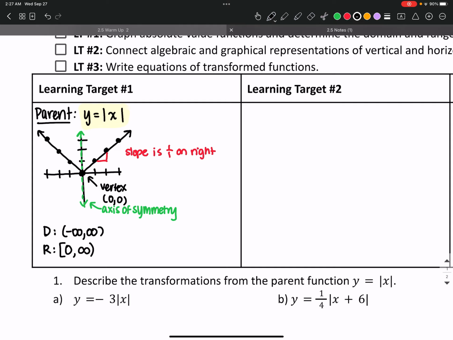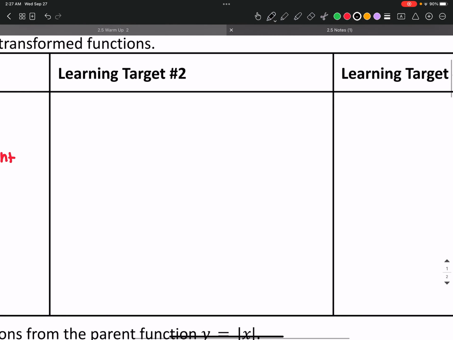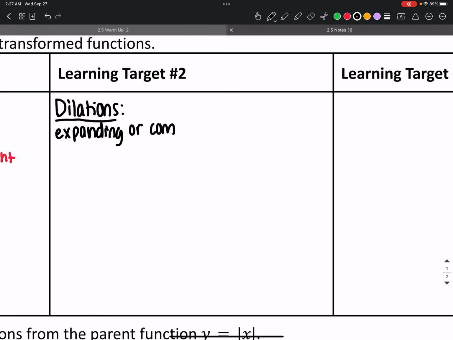The next learning target that I'm going to talk about is dilations. So dilations is just a fancy word of explaining what the vertical stretch, vertical shrink things are. So a dilation is just expanding or compressing a graph vertically or horizontally.